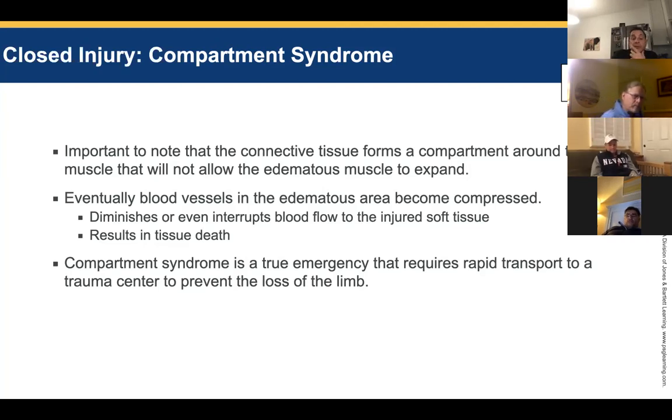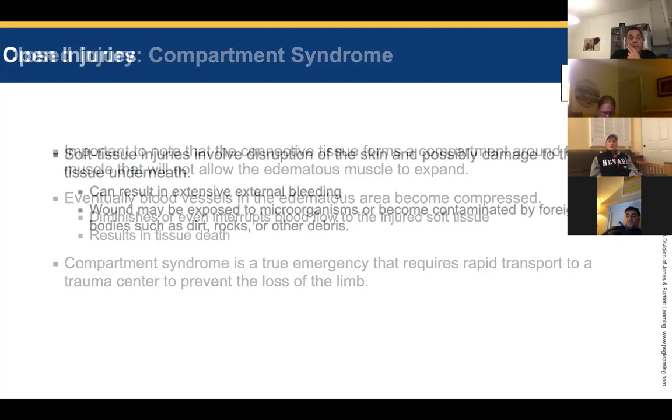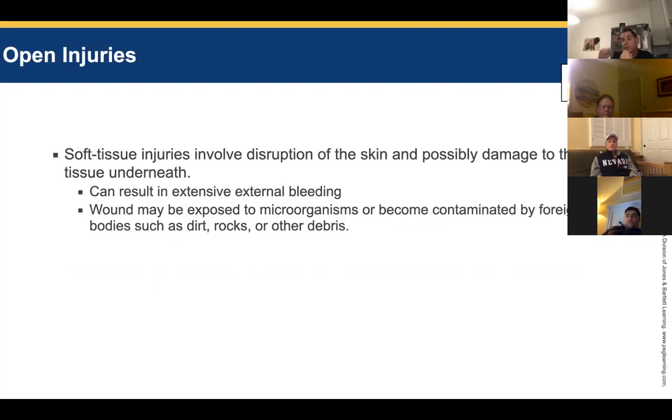Okay, compartment syndrome is a true emergency that requires rapid transport to a trauma center to prevent the loss of a limb. All right. And that's due to all the pressures being built up underneath there and not being circulated properly. Tissues start to die pretty quickly with that.